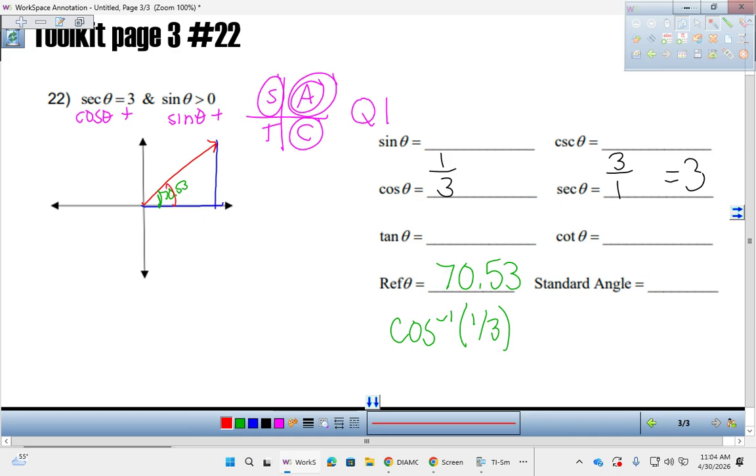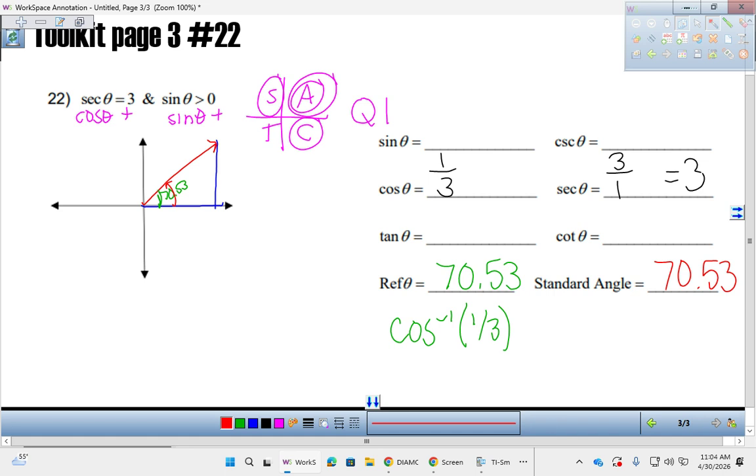So what's this angle? 70.53, right? The same. Quadrant 1, reference and standard are the same thing. If that's not making sense to you, you've got to work on memorizing the rules. We had a page where there was a rule for each quadrant. You either have to memorize the rules or understand that visually that's the same exact angle. So this is 70.53.